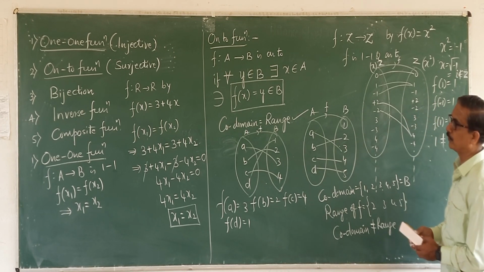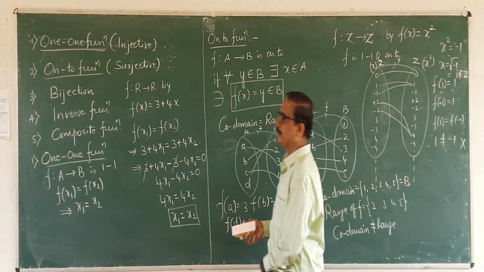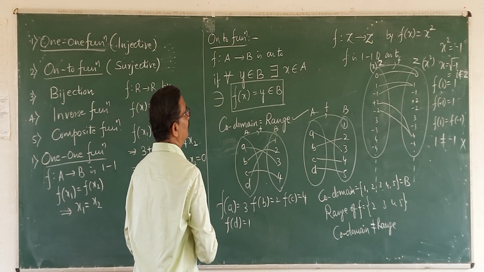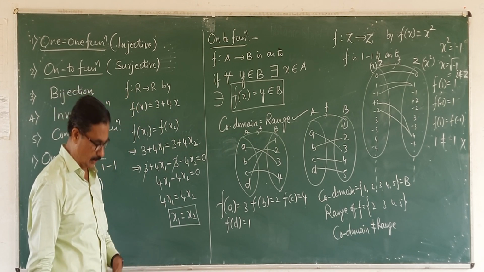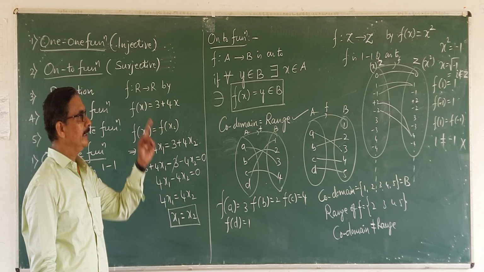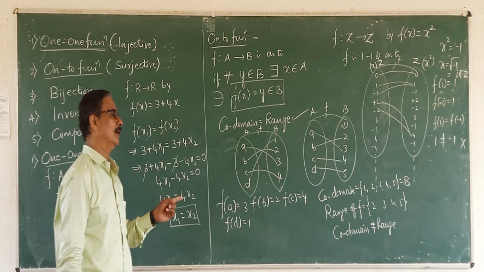f is a function from Z to Z, defined by f of x is equal to x square. Verify whether the function f is 1-1 as well as onto or not. Clearly it is not 1-1. It is not onto. Why is it not 1-1?